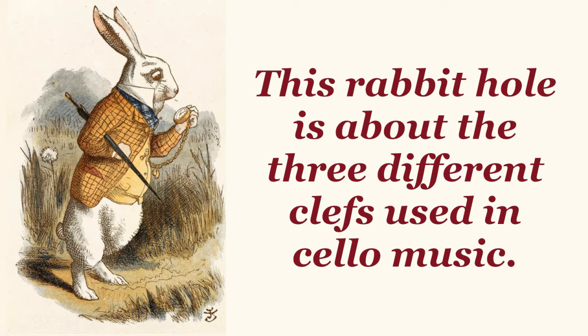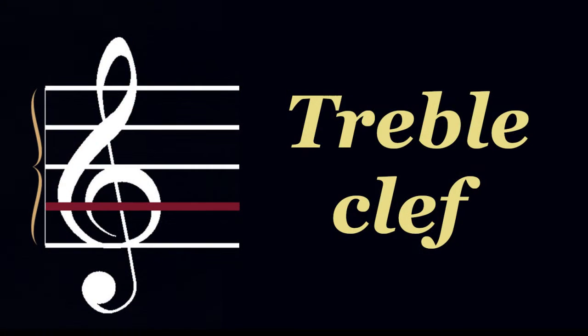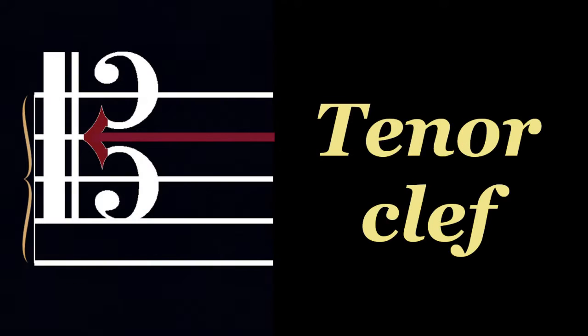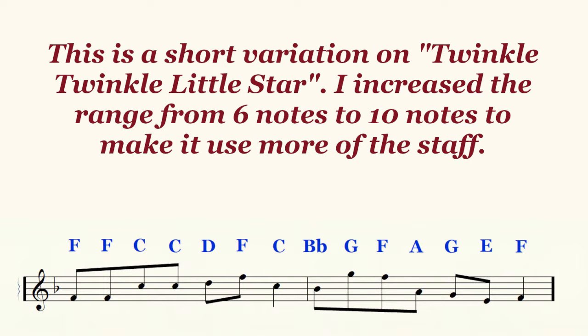I'm about to go back down the rabbit hole for musical clefs. The clef symbols used most frequently in modern music notation are the treble clef and the bass clef. But how do we convert our treble clef and bass clef notes to what they need to be in the tenor clef? To explore this idea, I wrote a variation of Twinkle Twinkle Little Star using more of the staff. Then I wrote it in many different ranges and explored what these ranges would look like in different clefs.